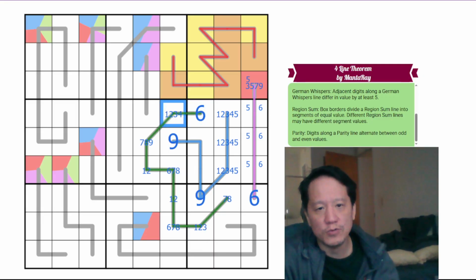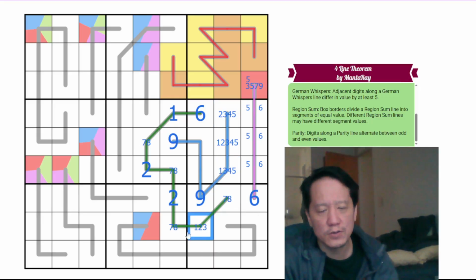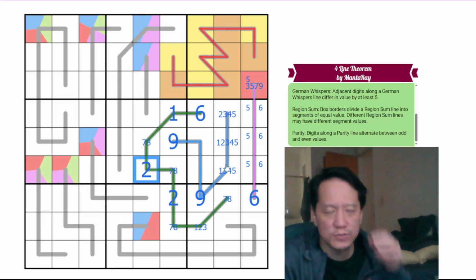6 is next to a 1, so this is 1, which makes this 2. That makes this a 7, 8 pair. This can't be 9. This 1 eliminates 1 here. So this is 2. So no 1 here, no 2 here. We have 2 here, 2 here.